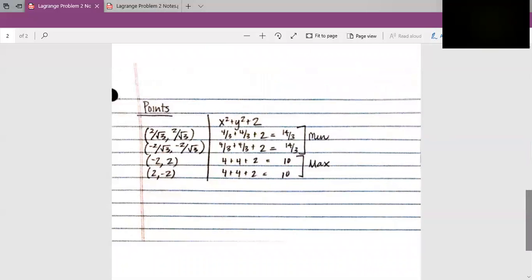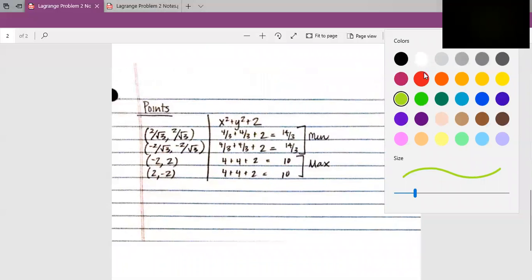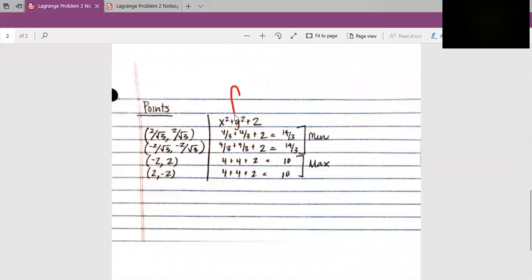So then you have these 4 points, and what you're going to do is take those 4 points and plug them into your f function, because that's what you're trying to maximize. So if you plug the first one in, you get 14/3. Second one, you get 14/3. Then you get 10. Then you get 10. Your max, of course, is your high one, which is 10, and your min is your low one, 14/3. And that is how it would work.